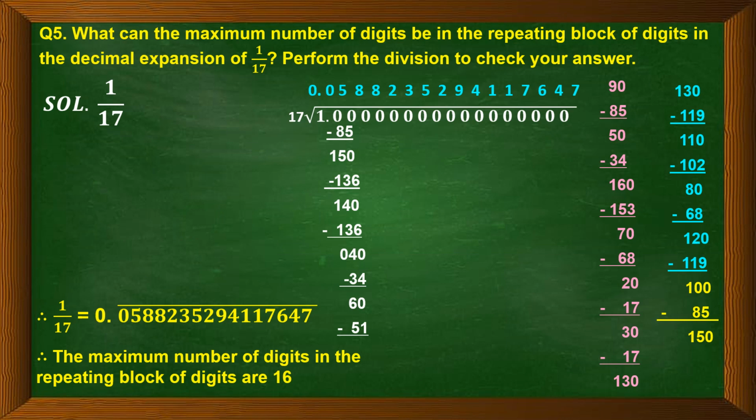Now question 5 is: what can be the maximum number of digits in the repeating block of digits in the decimal expansion of 1 by 17? Perform the division to check your answer.